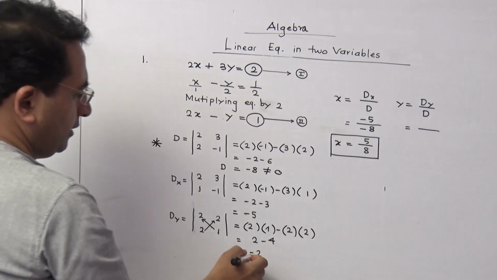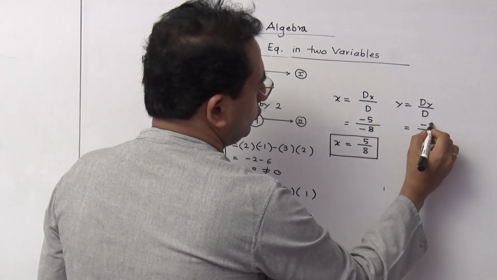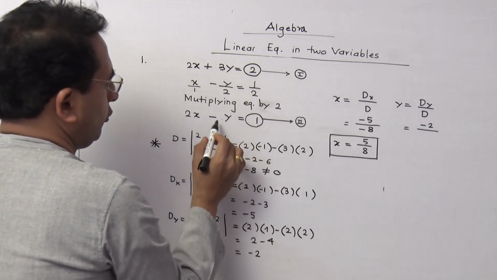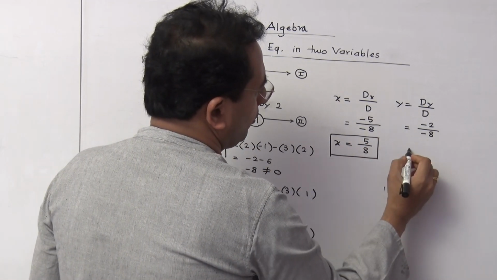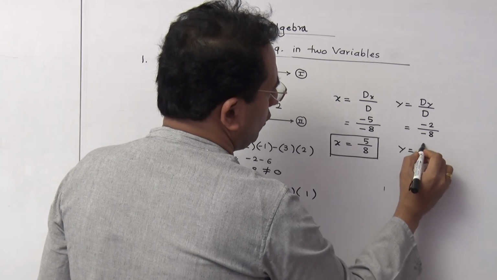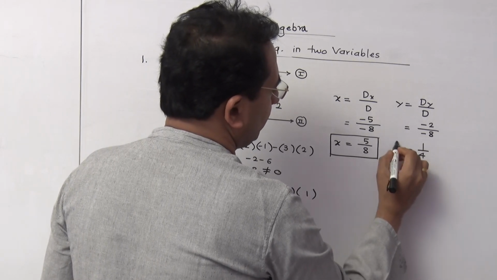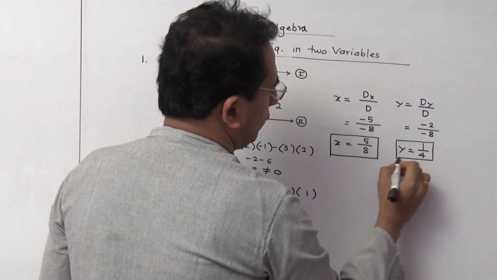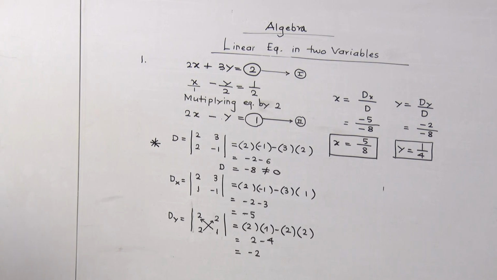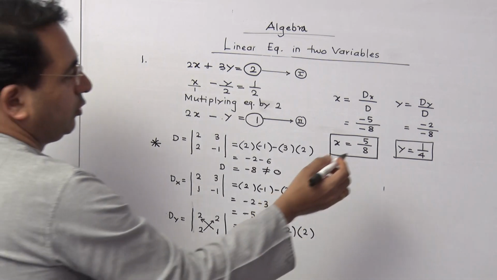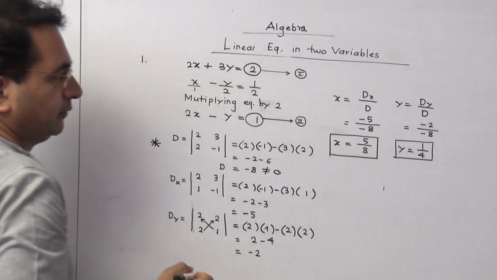And dy, that means -2. And this one we are going to have, answer for d is -8. So here we are getting a proper cancellation to get the value of this y as 1/4. Are you getting it? X is equal to 5/8 and y is equal to 1/4, the answers we are getting.